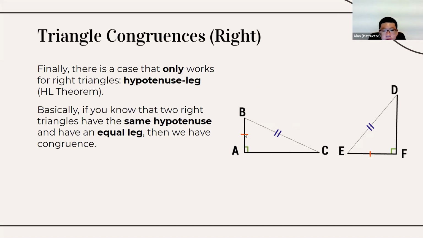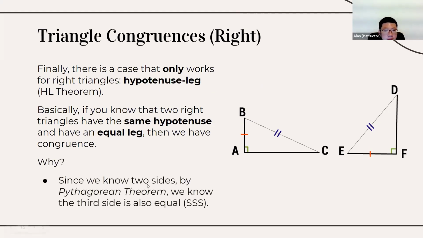And then after that, you just have SSS, which is side, side, side. And you already know that that's also a way to know if two triangles are congruent. So as it said, if you use the Pythagorean theorem, you can find the third side, and then you can just use SSS.